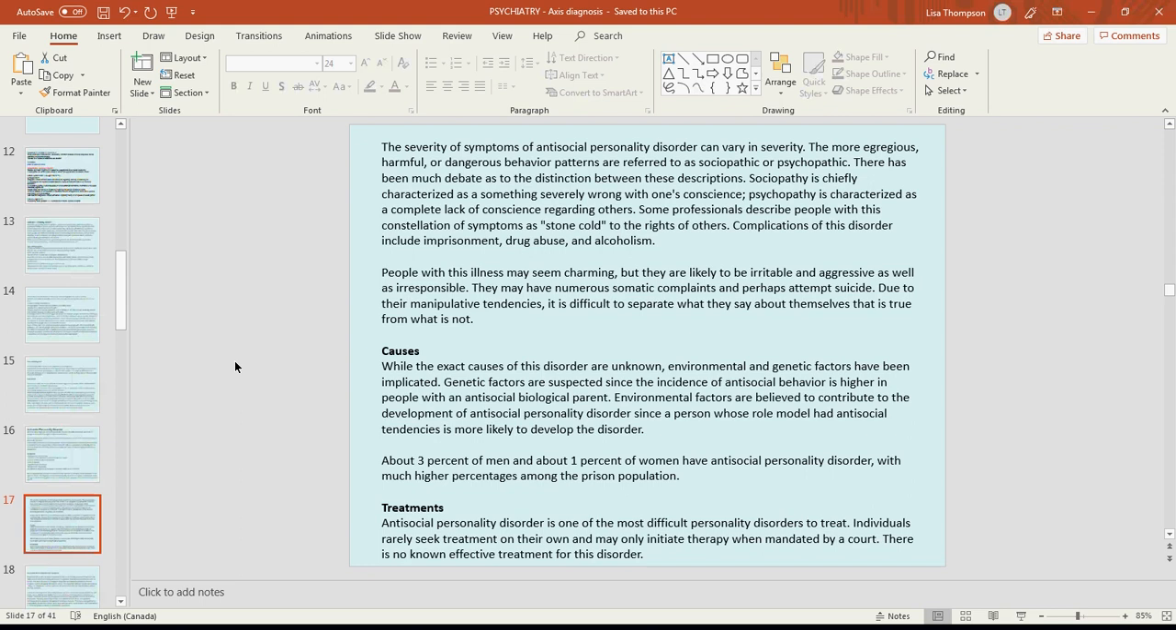About 3% of men and about 1% of women have antisocial personality disorder, with much higher percentages among the prison population. Treatments: antisocial personality disorder is one of the most difficult personality disorders to treat. Individuals rarely seek treatment on their own and may only initiate therapy when mandated by a court. There is no known effective treatment for this disorder.